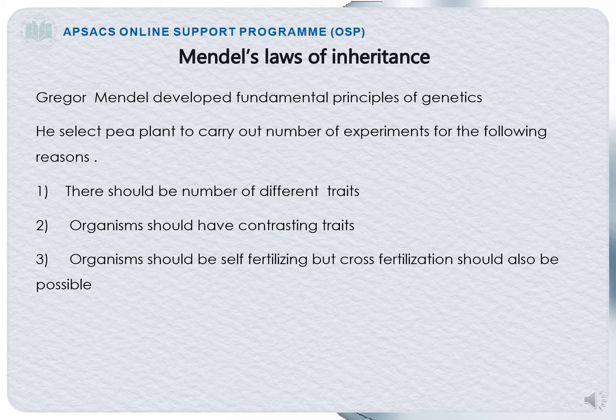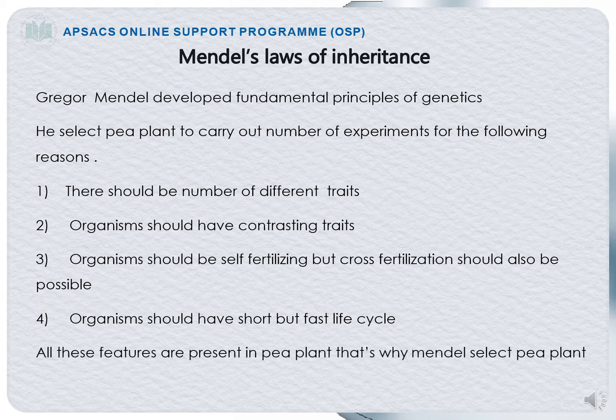Organisms should be self-fertilizing, but cross-fertilizing should also be possible. An organism should have a short but fast life cycle. The pea plant has a short, fast life cycle. All these features are present in the pea plant. That's why Mendel selected the pea plant. Any other plant can also be selected, but that plant should then have all these characteristics.